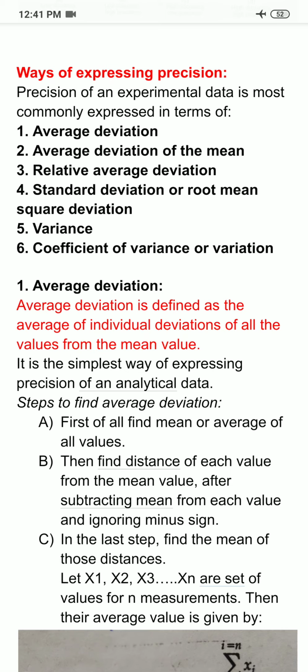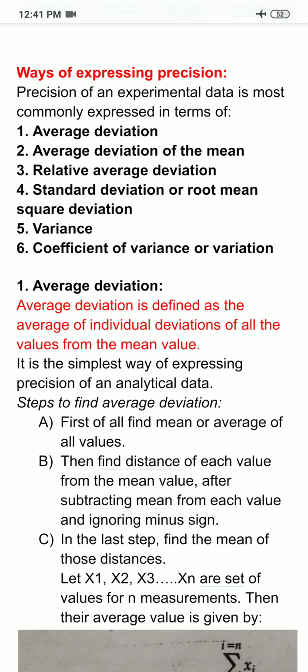Now, yesterday I had told you that precision is expressed in terms of deviation. Now, there are different ways of expressing deviation. So, I can say that precision can be expressed in terms of deviation, and deviation further can be of different types. So, first one is average deviation, as you can see on the screen.